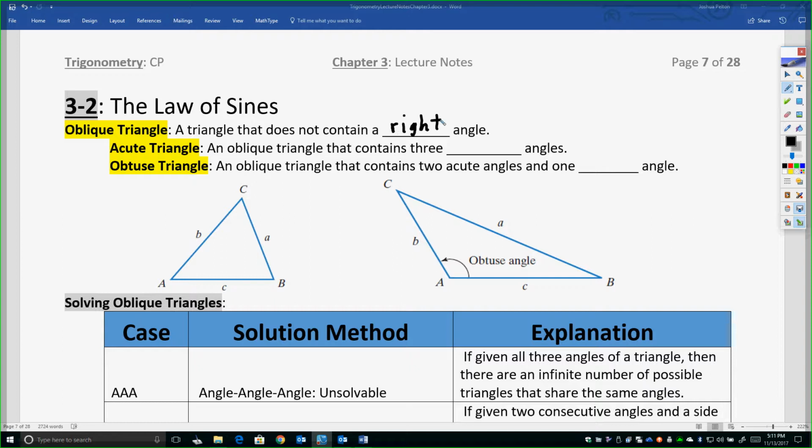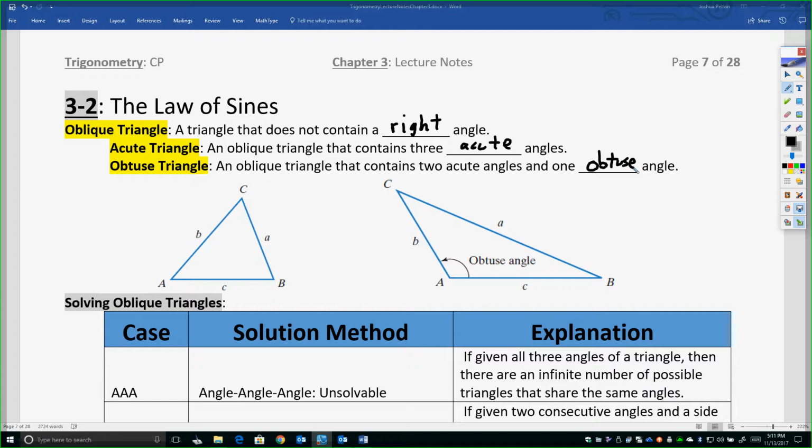And if you're an oblique triangle, you're one of two cases. You're either an acute or an obtuse triangle. If you're an acute triangle, all three of your angles are acute. Whereas if you're an obtuse triangle, you have two acute angles and one obtuse angle, which makes sense. You can't have more than one obtuse angle because it would be more than 180 degrees.